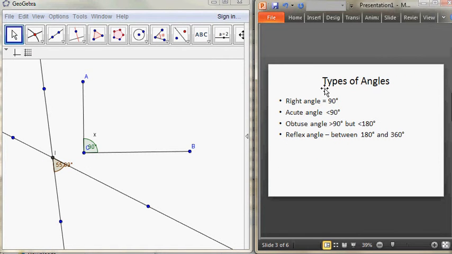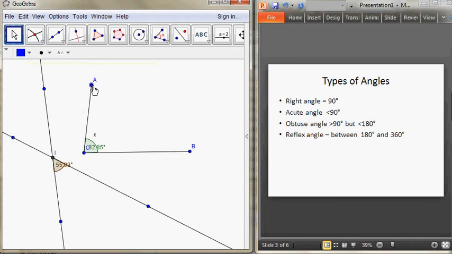Okay, so let's go through the types of angles. Now, you guys are probably familiar with the right angle. That's when the angle is equal to 90 degrees. Here, right here, we have a right angle. We can also have an acute angle. That's when the angle is less than 90 degrees. If you have a hard time remembering that, just remember that it's a smaller angle, and usually smaller things look cuter. So angle X right here is an acute angle.